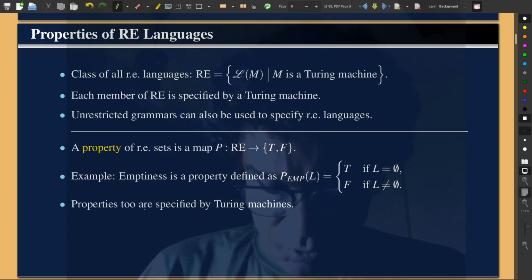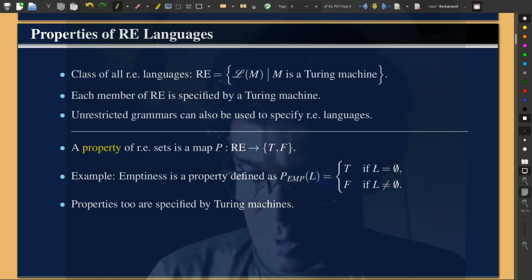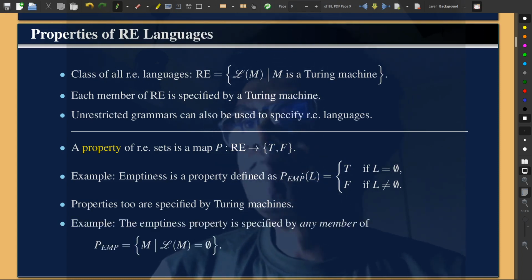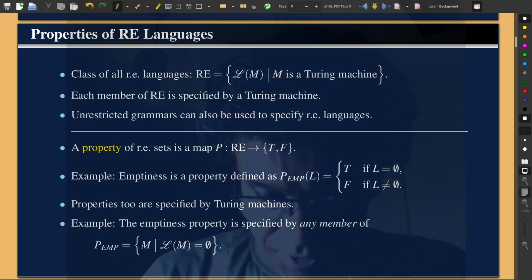So properties too are specified by Turing machines. So some Turing machine that has this property, that is some Turing machine whose language is empty. And there will be many such Turing machines. We pick any such Turing machine as a representative of this emptiness property. So that's what is written here. The emptiness property is specified by any Turing machine M such that its language is empty.